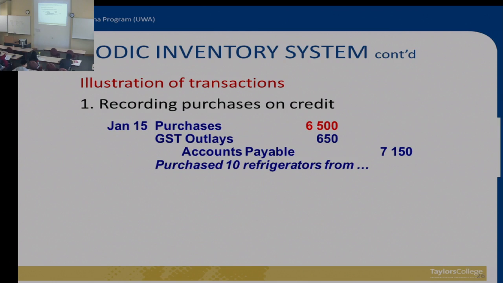Okay, so I'll show you how we do that probably on Thursday. With this one, you don't record into an inventory account, you record into a purchases account. So you're debiting purchases, the same amount as before. You're debiting GST outlays. Outlays always go along with anything you purchase. And it's a purchase on credit, so you're crediting accounts payable $7,150. Exactly the same numbers as before, using the purchases account this time. That's the difference.